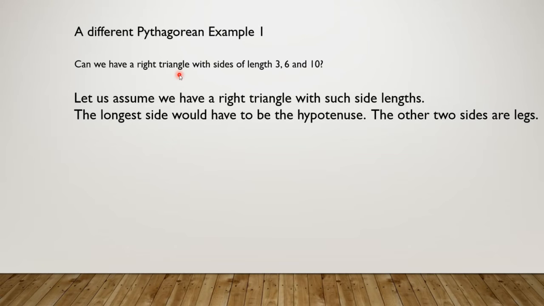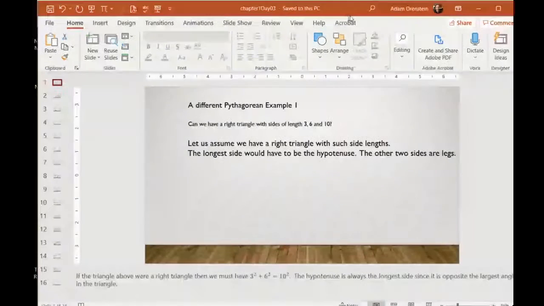Well, remember, since we're claiming it's a right triangle, Pythagorean's theorem would have to hold here, right? In other words, a squared plus b squared, a and b being the lengths of the legs, would have to equal c squared. c is the hypotenuse. The longest side has to be the hypotenuse in a right triangle.